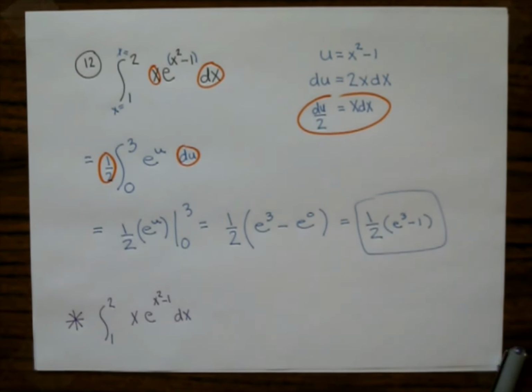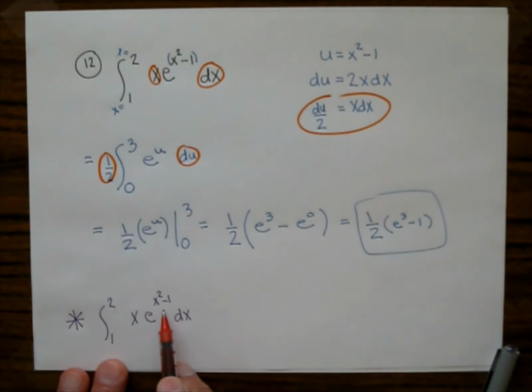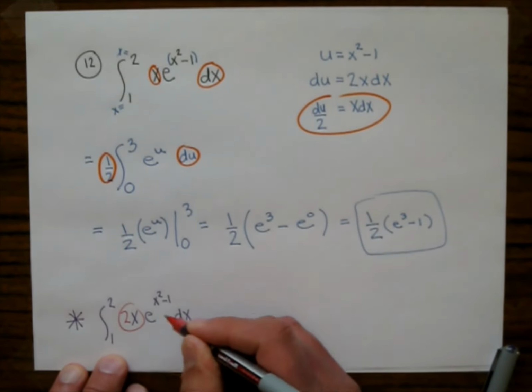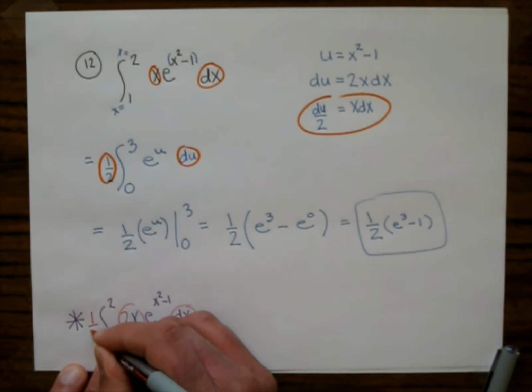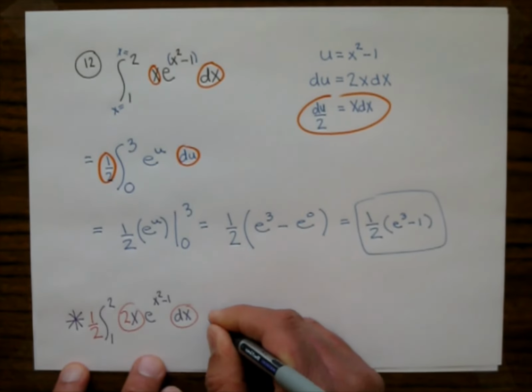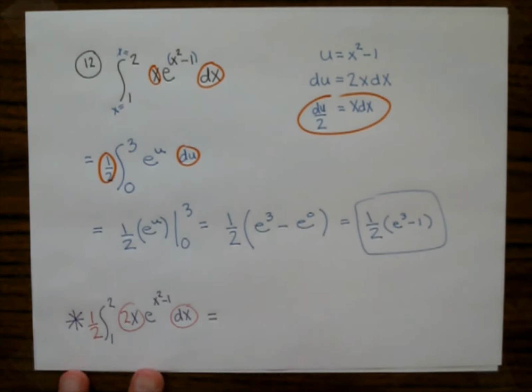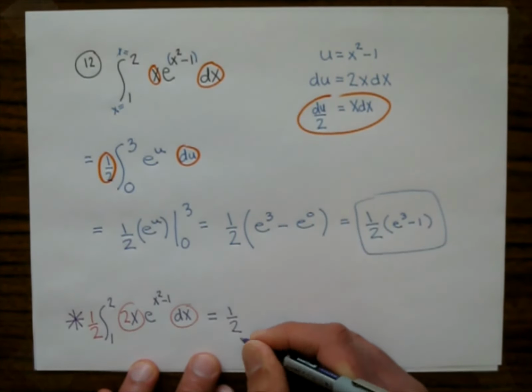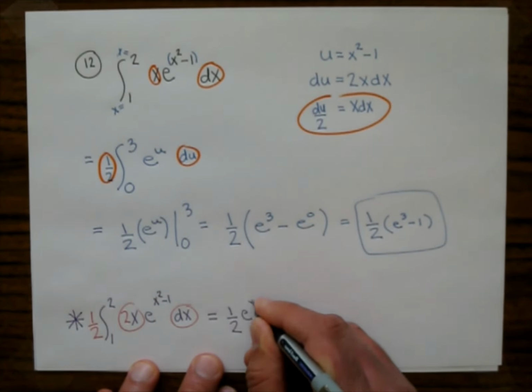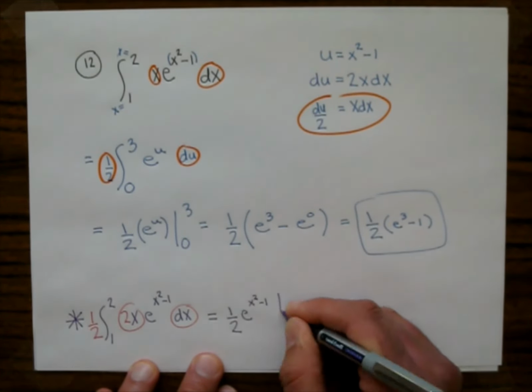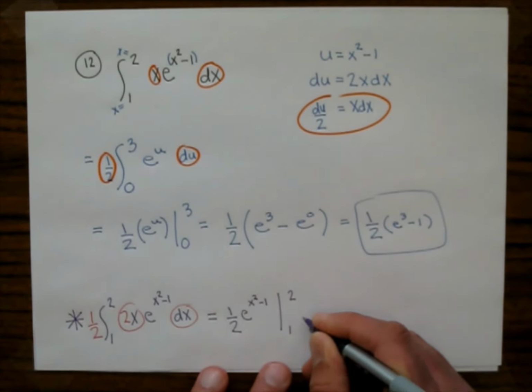So this is the integral from 1 to 2 of x e to the x squared minus 1 dx. By eyeballing this, I see that the derivative of that exponent is 2x. I need a 2x dx. So I put a 1/2 out front. The red part on the inside is going to disappear. I'm going to get 1/2. The integral of e to the something is e to the something. Evaluate it from 1 to 2.